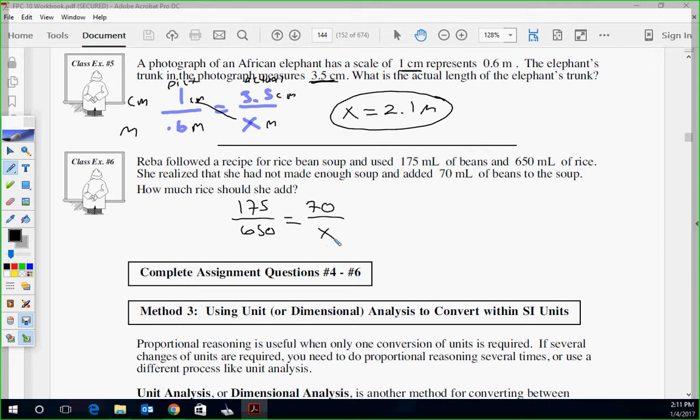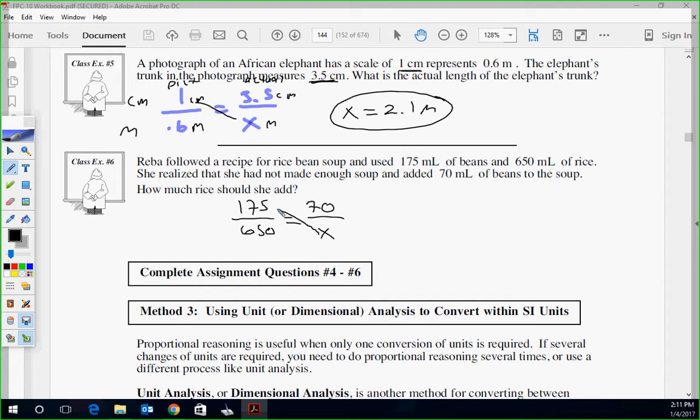So this is the setup. 245 is the answer? Or no, it's 260, but it's close. So this is the setup because we take what they gave us. We know that the recipe requires this proportion. That's what they told us. The recipe requires 175 milliliters of beans and 650 of rice. She had 70 beans. We're not sure how much rice, so we're setting these up because we want them to be equivalent proportions. That's why they're equivalent fractions.